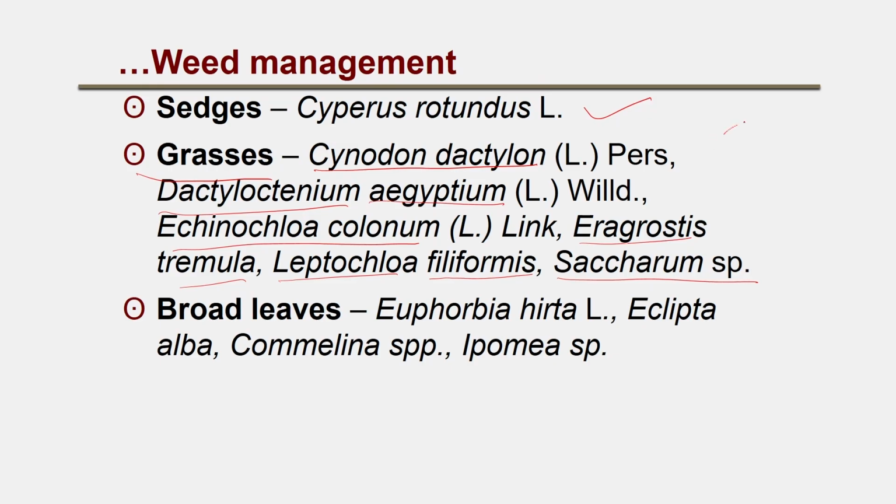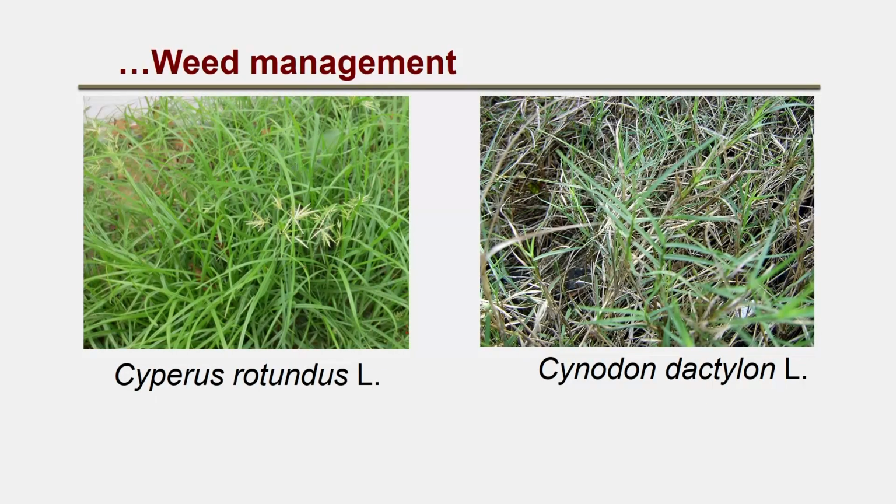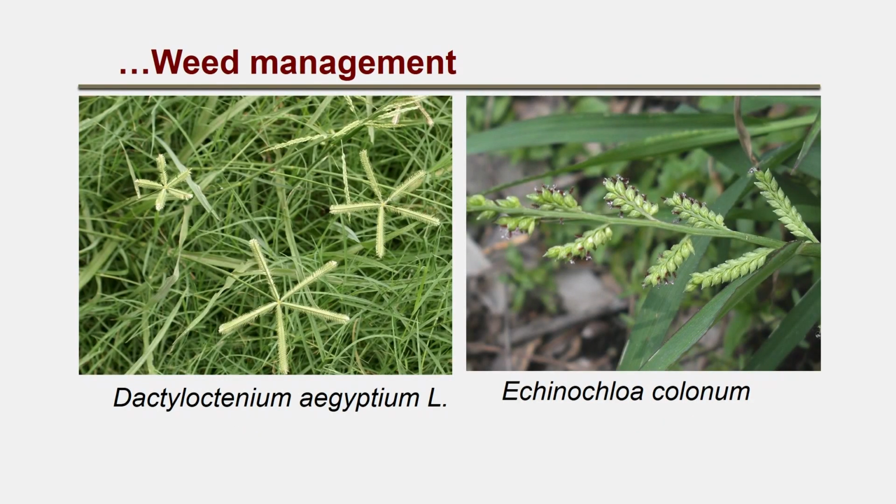So these are the major grassy weeds in sannhemp crop, and broadleaf weeds are Euphorbia hirta, Eclipta alba, Commelina species, and Ipomoea species. So these are broadleaf weeds or dicot weeds of this crop. See, you can identify these weeds: this is Cyperus rotundus, this is Cynodon dactylon or dhoop grass, and then you can see Dactyloctenium aegyptium, and this is Echinochloa colonum.